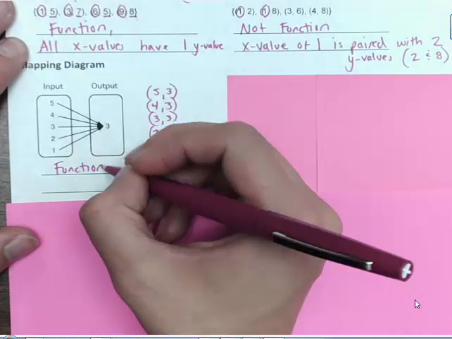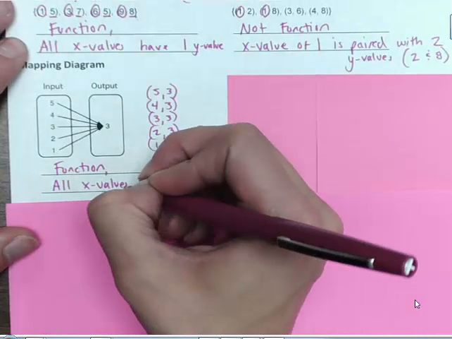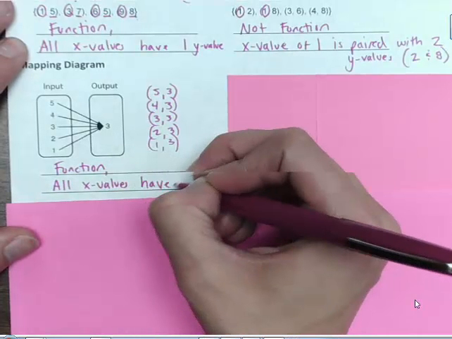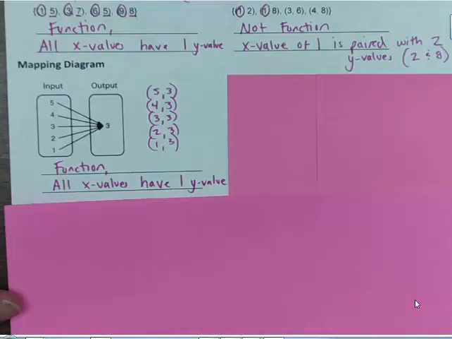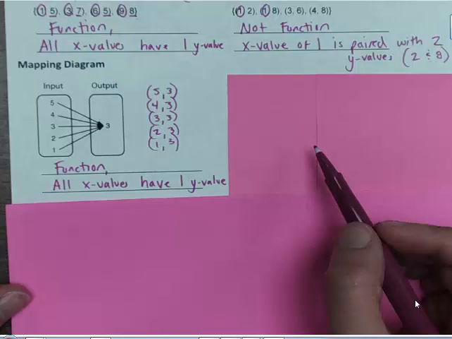All the x values have the one y value. Okay, go ahead and do this second example by yourself. Pause the video, and when you're done, push play.